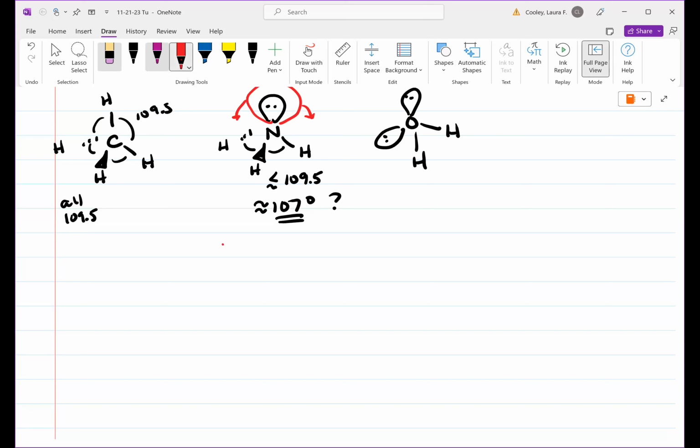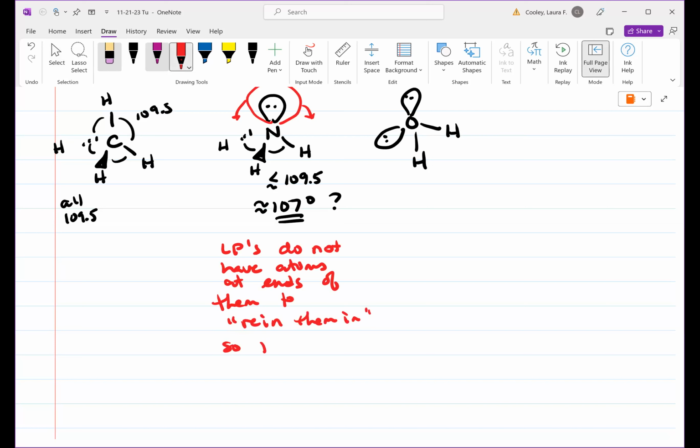and kind of squeezes down on the rest of the molecule. So the lone pairs do not have nuclei or atoms at the ends of them, right? To sort of rein them in. So they are wider. They take up more space. And therefore squeeze down on the remaining bonds.